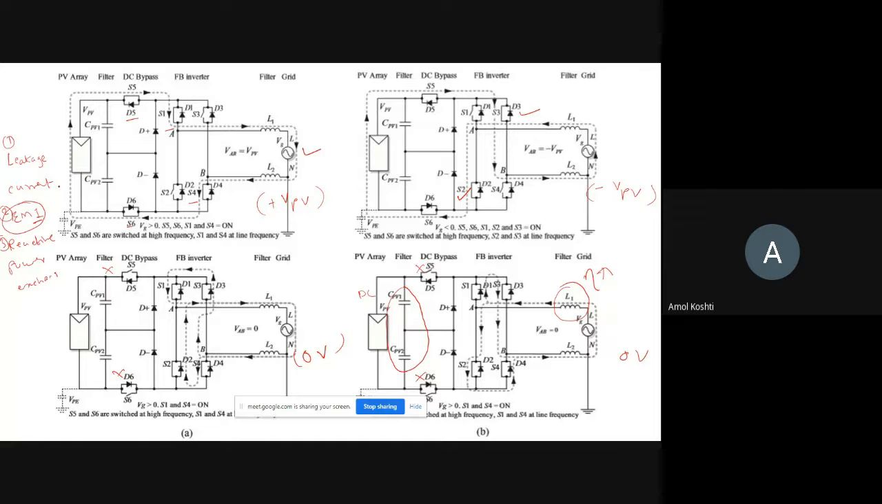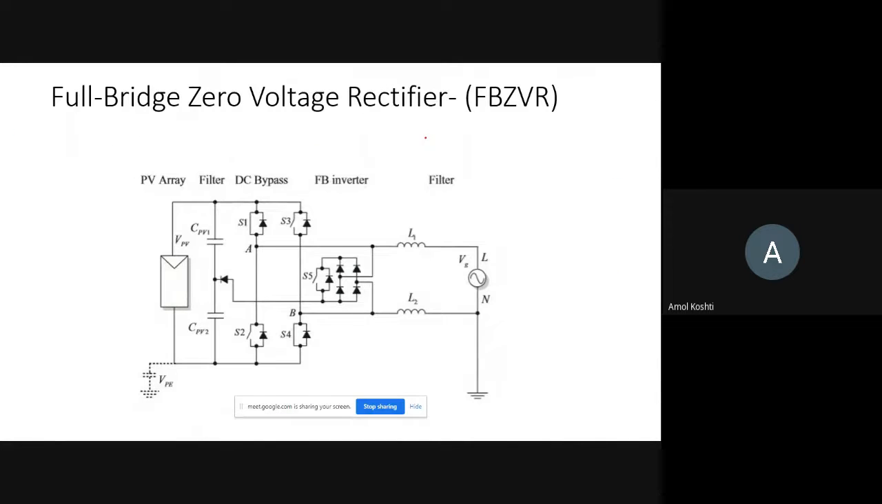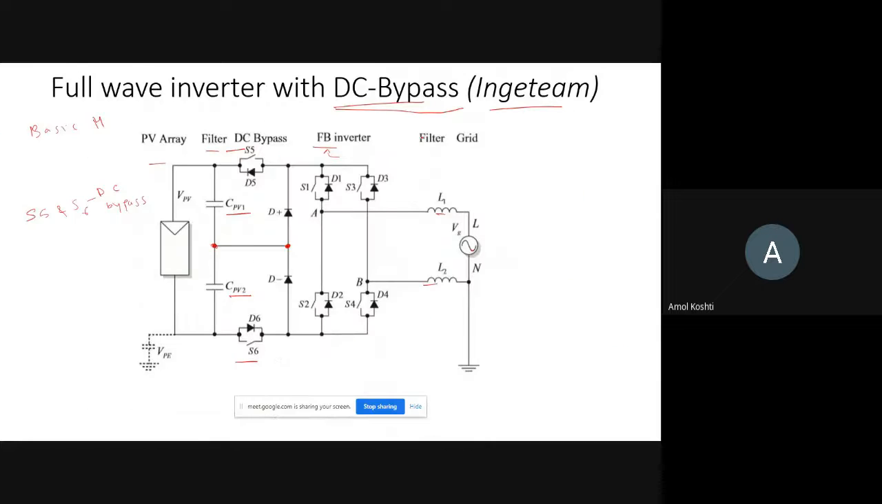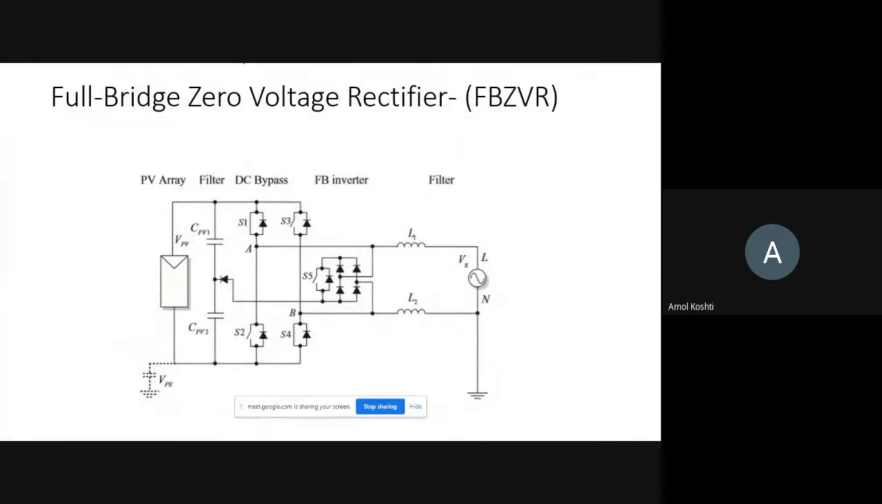Okay, and we are going to minimize this leakage current, to minimize EMI, that is electromagnetic interference, and to minimize the reactive power exchange between this AC filter and this DC capacitor, or the filters on the AC side and the filters on the DC side. So this is the full bridge inverter with DC bypass. Again, we have one more design here, that is the full bridge zero voltage rectifier.